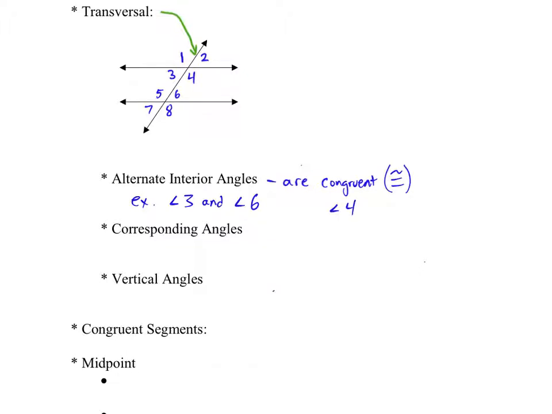Nice, angle 4 and angle 5. Because angle 4 and 5 both have the same measure, and they're both on the inside, and they're both kind of diagonally across that transversal. Are we okay for alternate interior angles?